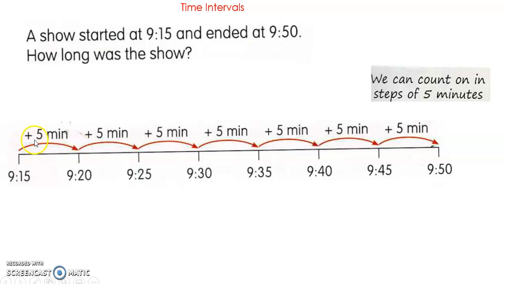Now we are going to calculate, or add, the number of steps. 1, 2, 3, 4, 5, 6, 7. 7 times 5 minutes equals 35. Or we can simply add the minutes: 5 plus 5 plus 5 plus 5 plus 5 plus 5 plus 5 equals 35. This means the show was 35 minutes long.